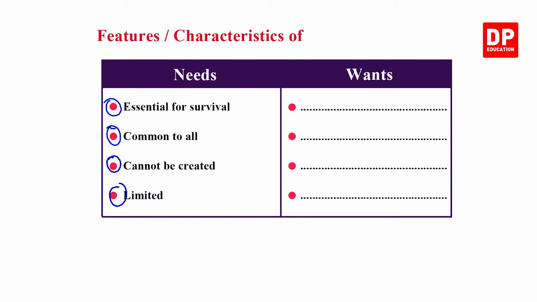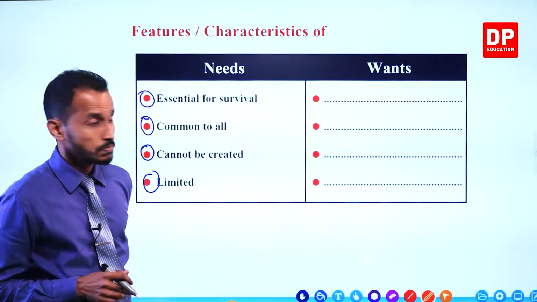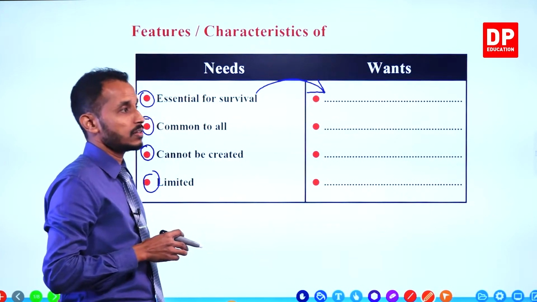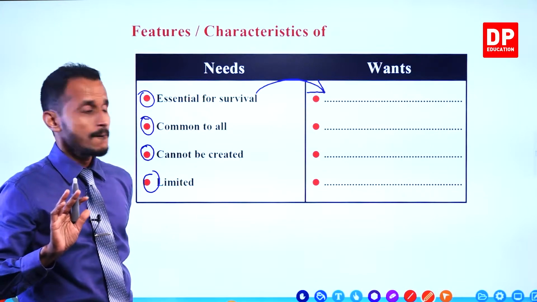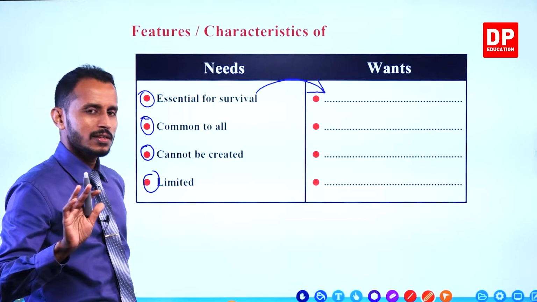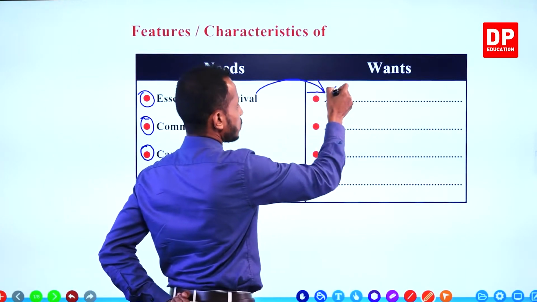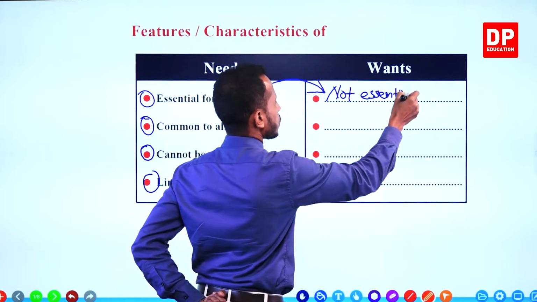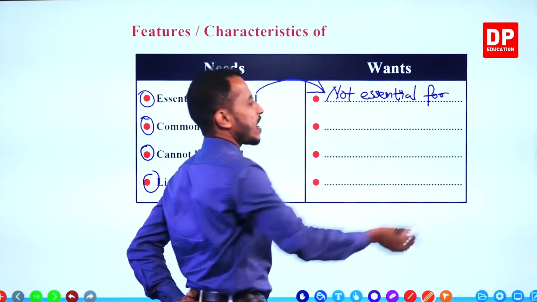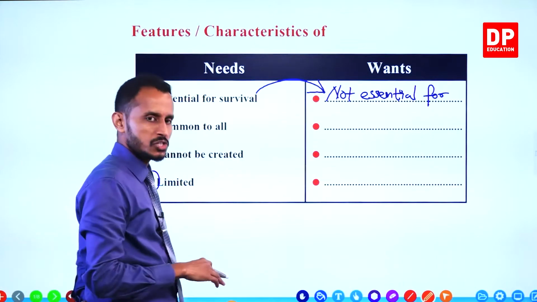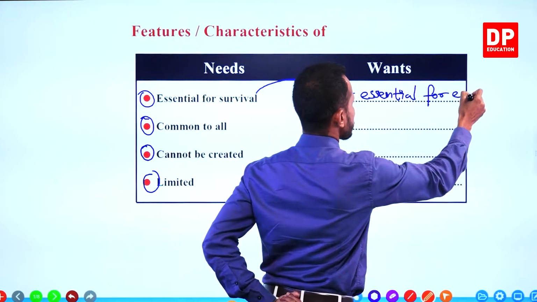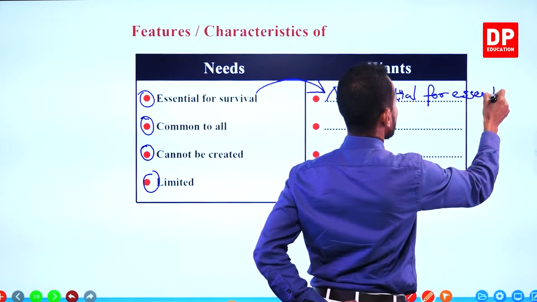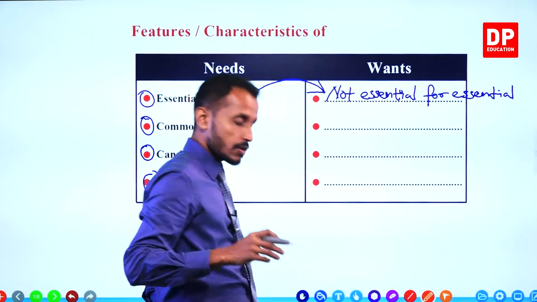Wants are the interesting things. Let's talk about wants then. Essential for survival, must be fulfilled. Those are the needs. But wants? No. Not essential for survival. Not essential, children, not essential.